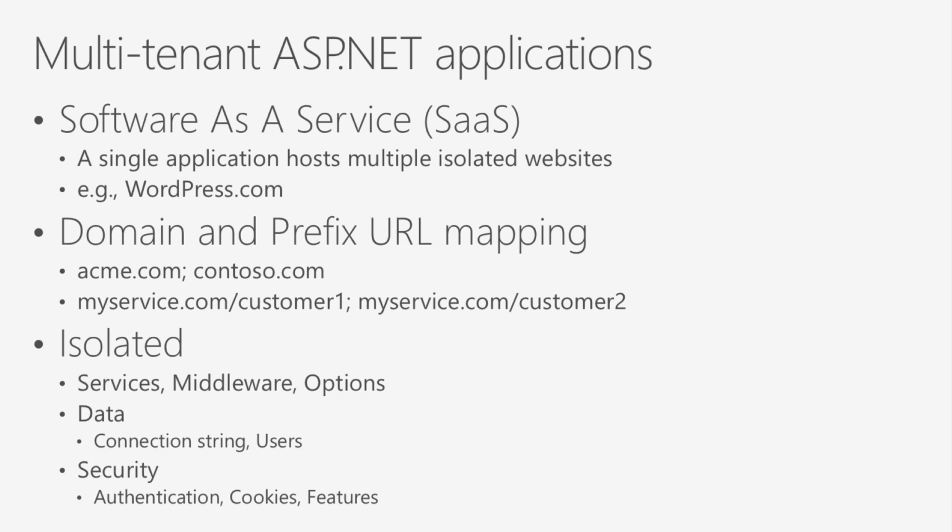Because each tenant is isolated, meaning each tenant has different services, middleware, and options in terms of ASP.NET. Each tenant can have different data, like configuration, such as connection string, or different data in the database, like a different set of users, even though it's provided by the same app. And then you can isolate the tenant in terms of security. For instance, each tenant could have its own authentication logic, like integrated authentication or Google authentication, and so on. The cookies should not cross the boundaries of the tenant.